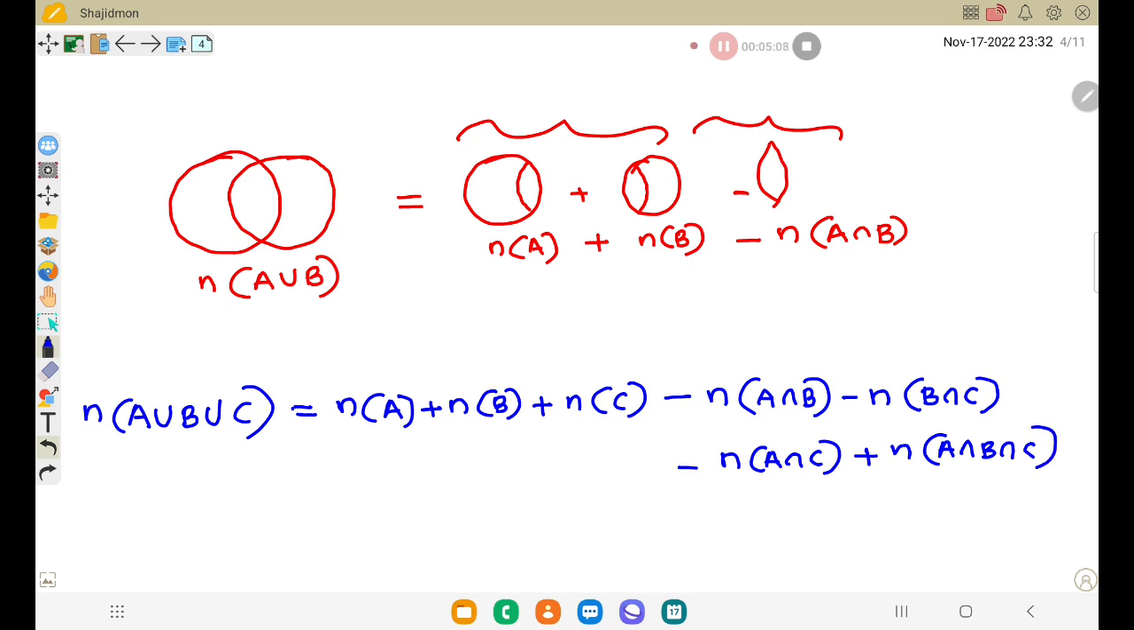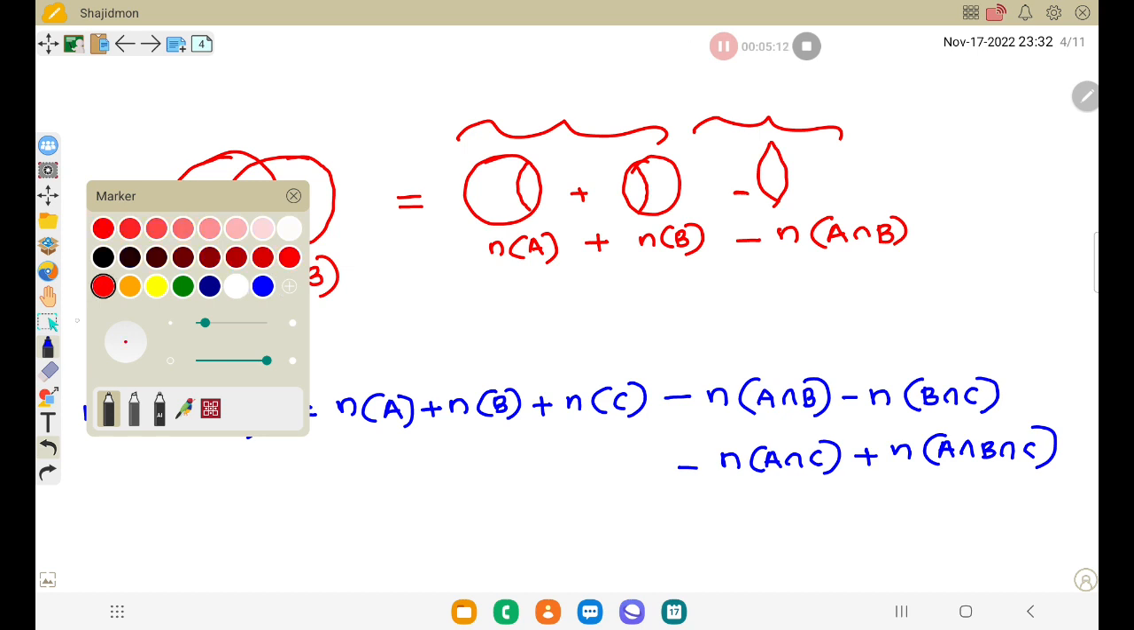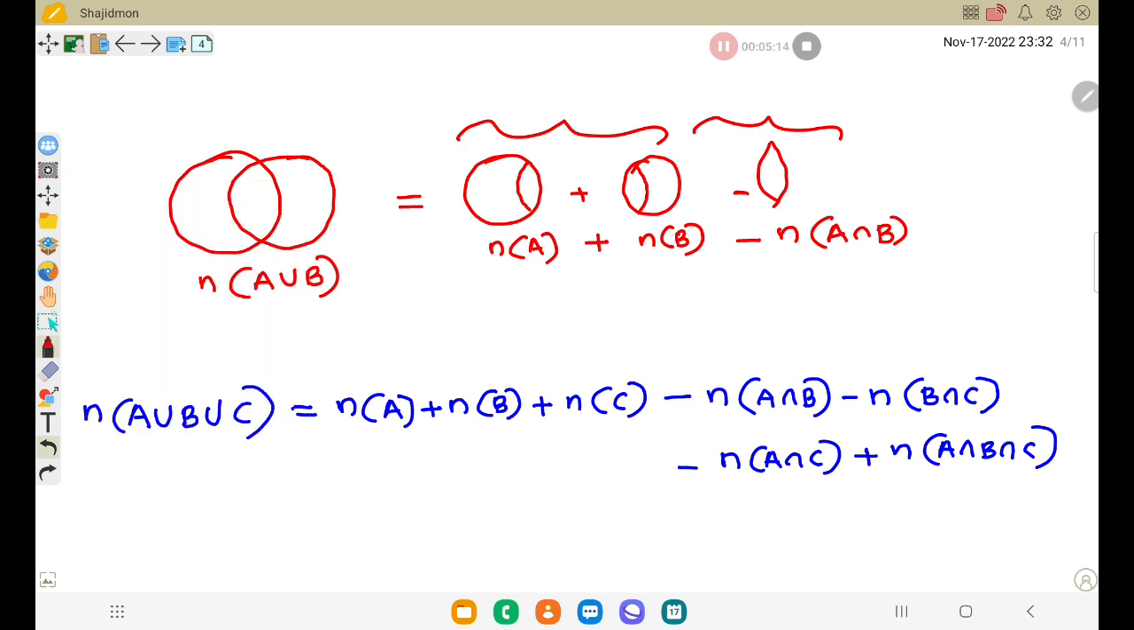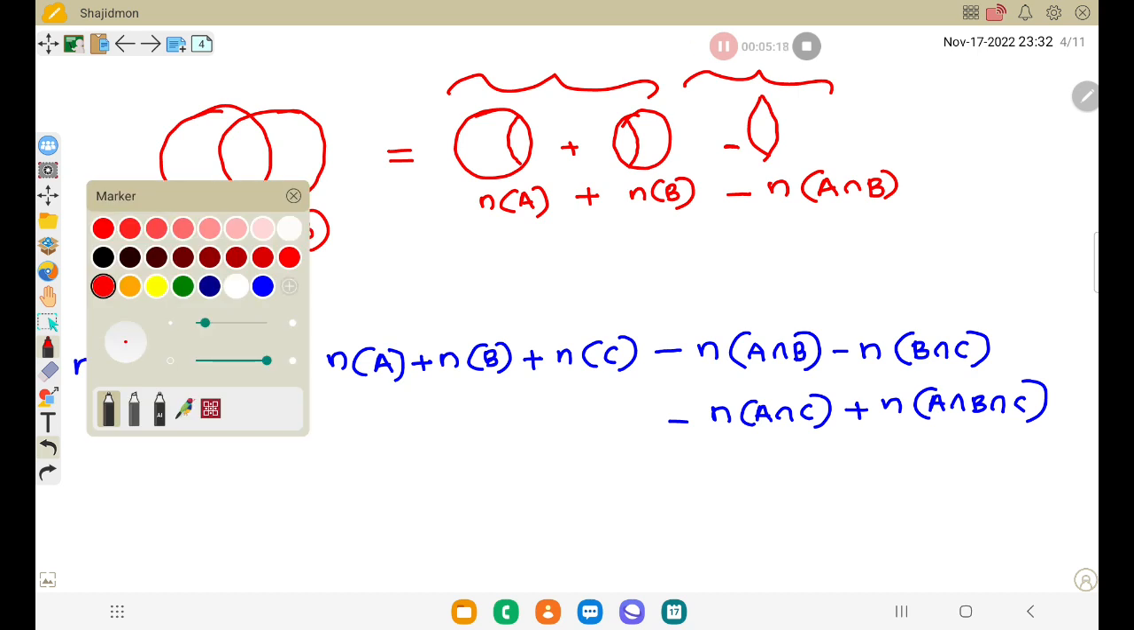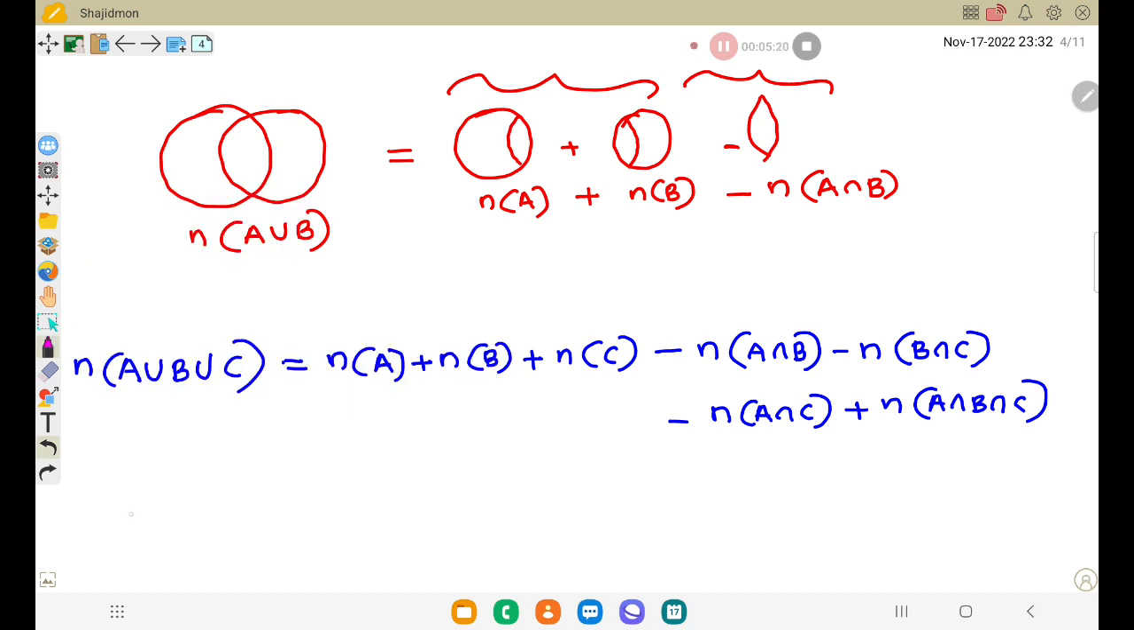Okay, this is the rule. If you have three sets, you can easily understand it like this. For example, A, B and C, correct? First the number of A, then the number of B, then the number of C, correct? Number of A plus number of B plus number of C.